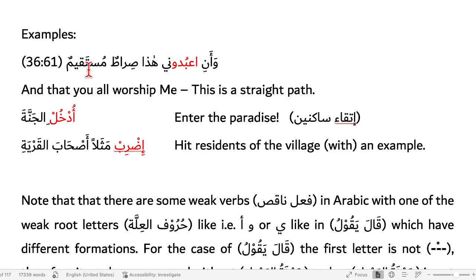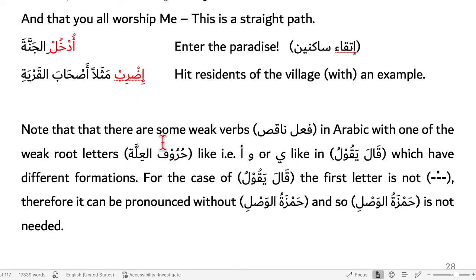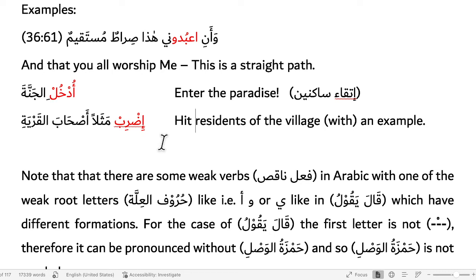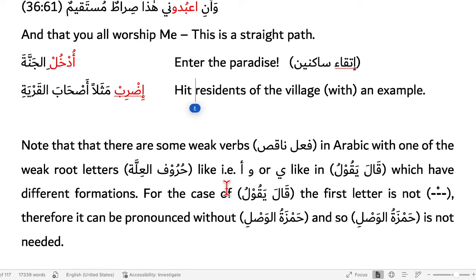So those are some examples for the command verbs. Note that whatever we have studied above, the formation is for a regular verb that is not naqis, not weak, that doesn't have any root letter of these three: Hamza, Waw or Ya. If any one of the three root letters is present, then there is going to be a little change in the formation, so that standard formation won't apply there.